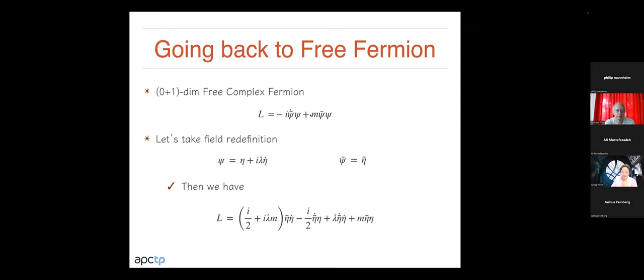And then to understand what happens, let's consider this strange field redefinition. Starting from a free fermion, and then this redefinition. Of course, it does not respect the complex structure. Previously, psi and psi bar were complex conjugates of each other, but here I ignore this complex structure. And then you will obtain this kind of Hamiltonian, and you can see that it also has higher derivative terms. And you can expect that it also has a larger Hilbert space.